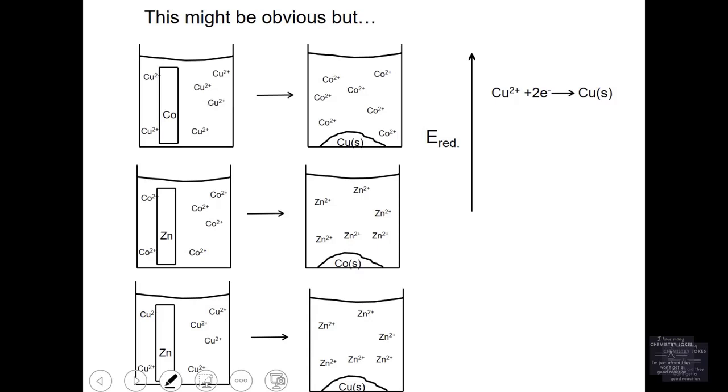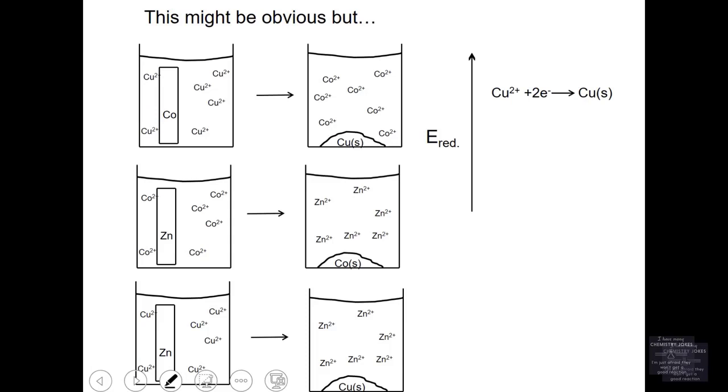So we can write out the reduction reaction for copper, and we can compare a couple of things. This reaction compared to that reaction, copper takes electrons from cobalt, and copper takes electrons from zinc. So it means copper is more easily reduced than cobalt or zinc. So it would belong highest on our list here.